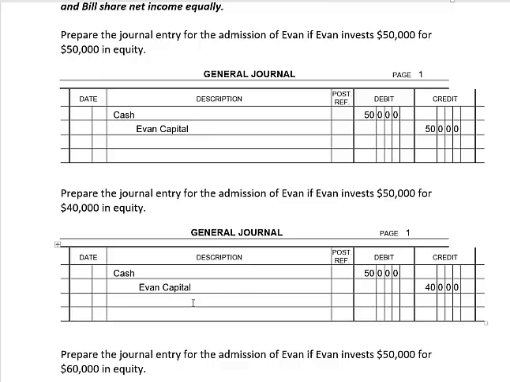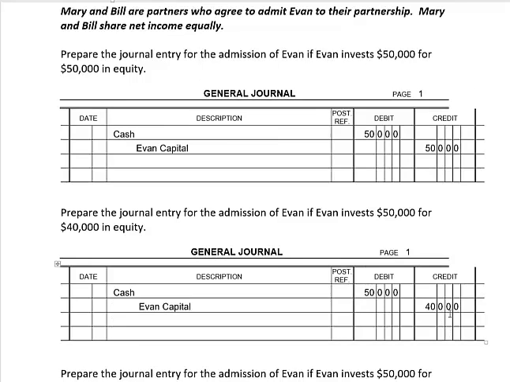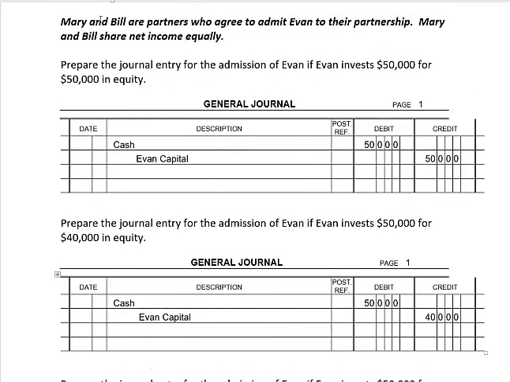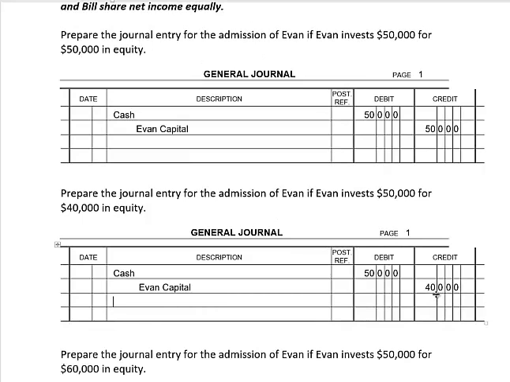So you notice this entry is not balanced at all. So we need to take the $10,000 that remains and split it between Mary and Bill. It says Mary and Bill share net income equally, so that's the way we will divide the $10,000. So this is what we call a bonus to the partners.